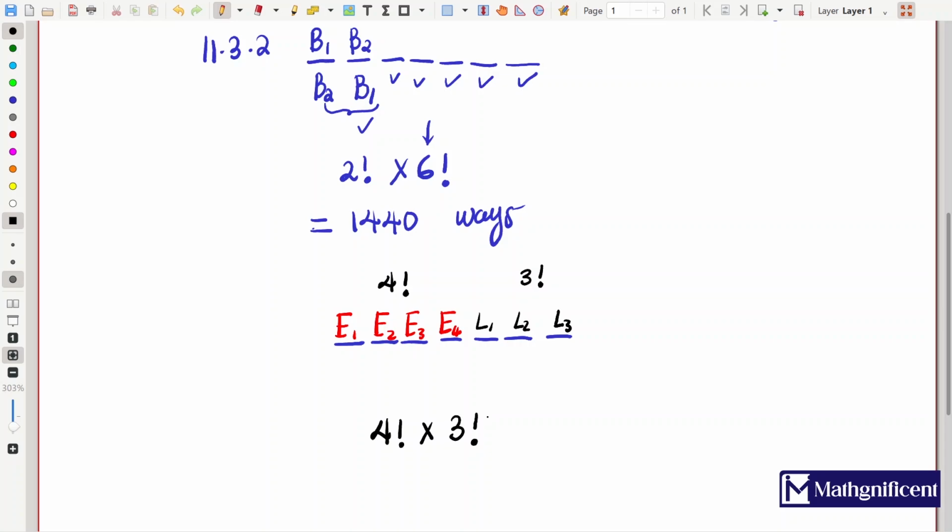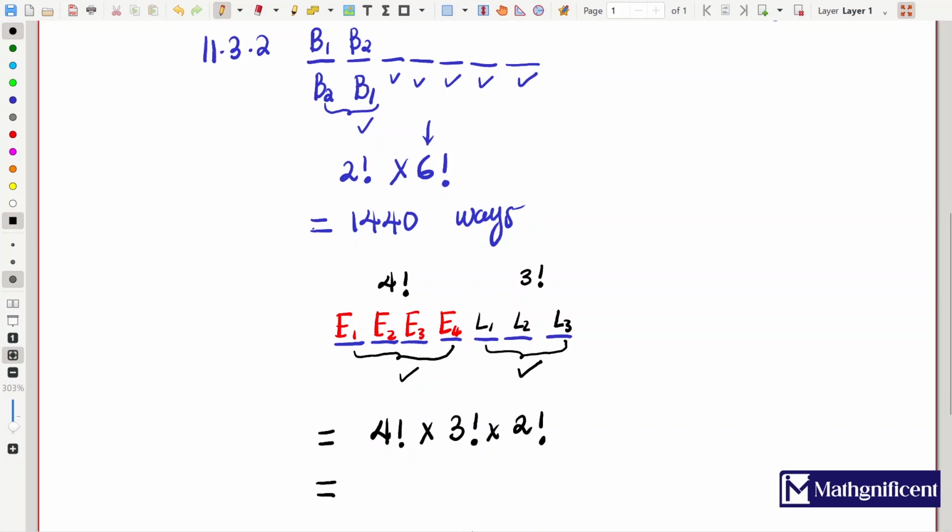Then, just because we want the economics books to be next to each other all the time, we are going to treat these as a single item. And just because we want the life sciences books to be next to each other, we have a single item here too, because we want these books to be next to each other all the time. Then in how many ways can we arrange the two items? We have 2 items, and we can arrange these two items in 2 factorial ways.